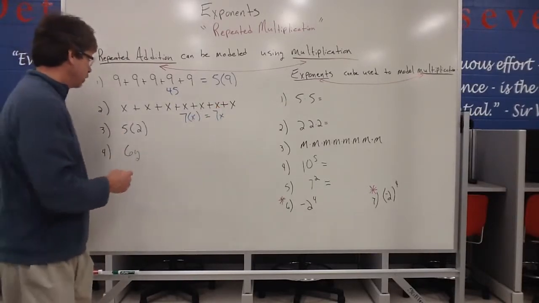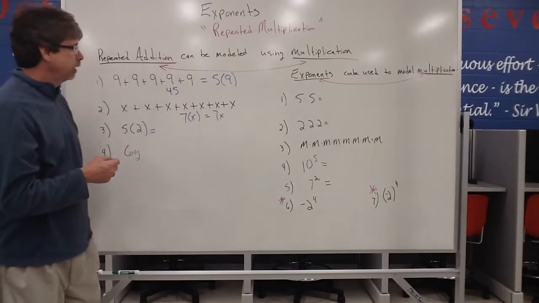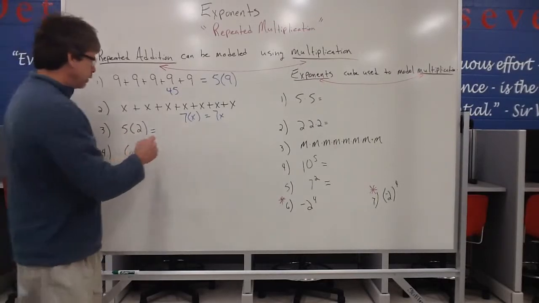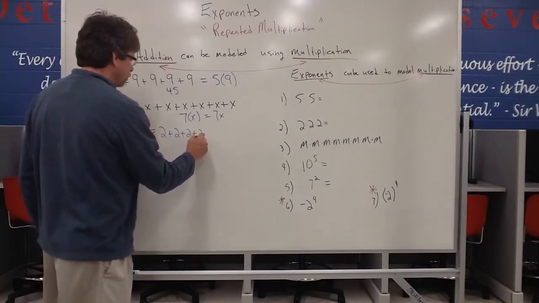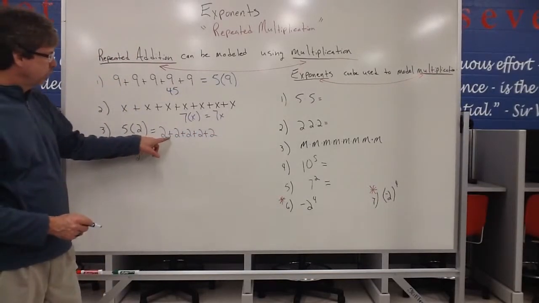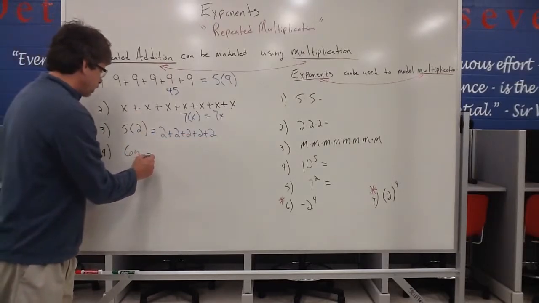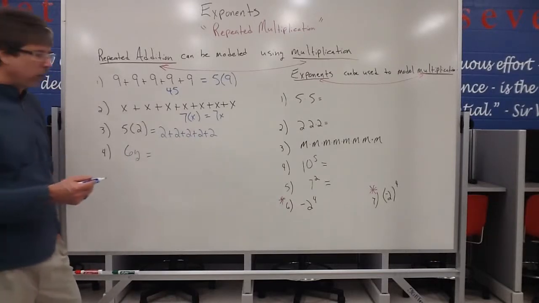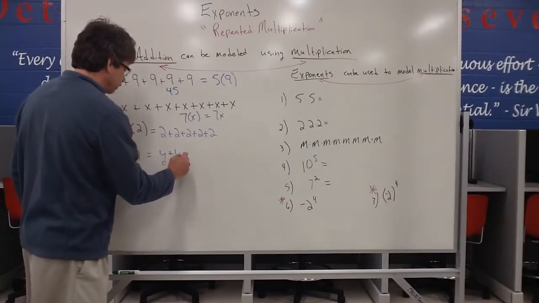A little bit different. So 5 times 2, we know 5 times 2 is 10, but also don't forget that this could mean 5 2's added together. That could mean 2 plus 2 plus 2 plus 2 plus 2. So there's another way to write it. So I can write that as 2, 4, 6, 8, 10, or we just know that 5 times 2 is 10. When it comes to 6 times y, don't forget that 6 times y could also mean 6 y's added together.